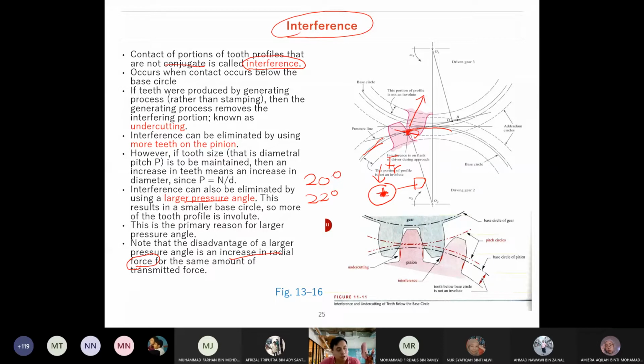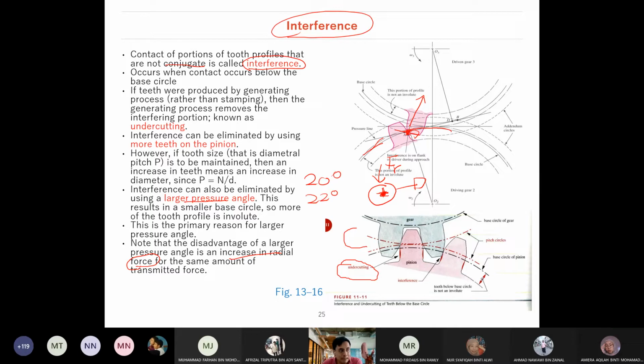When we talk about interference, the other way to reduce it is by using a modification in the pinion. Another term we use here is undercutting. Why undercutting? It means the cutting has to be made large, so the tool collides here, which is something we don't want. That's why we need the angle of the teeth to be sharper. So that is what is meant by interference.